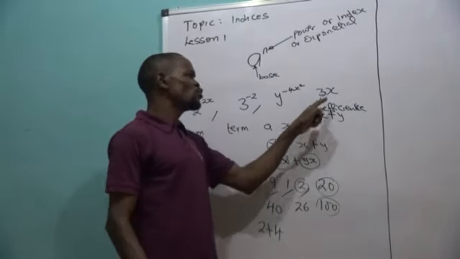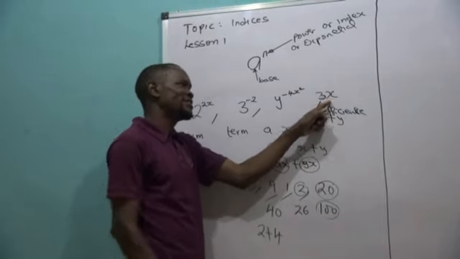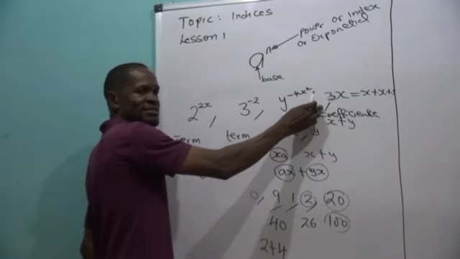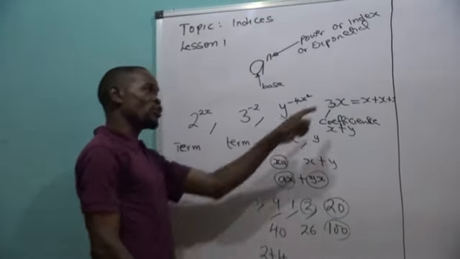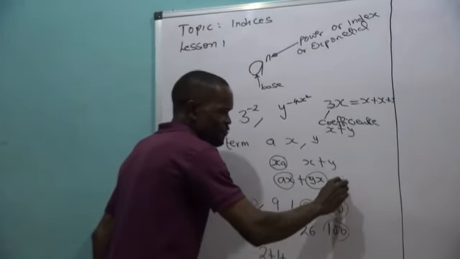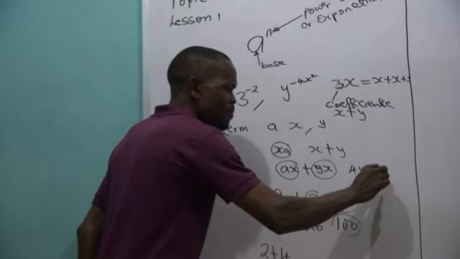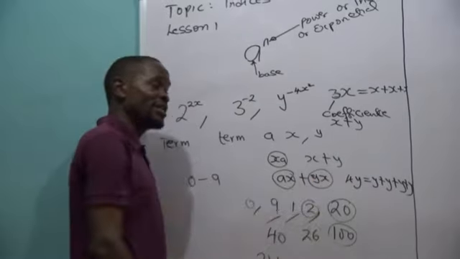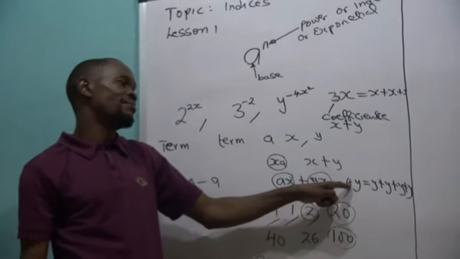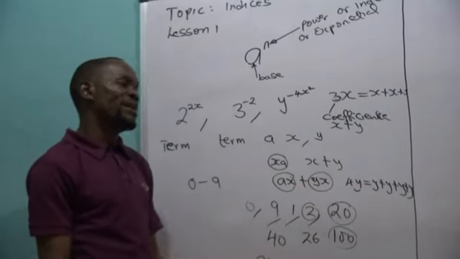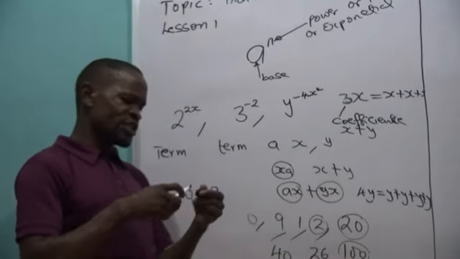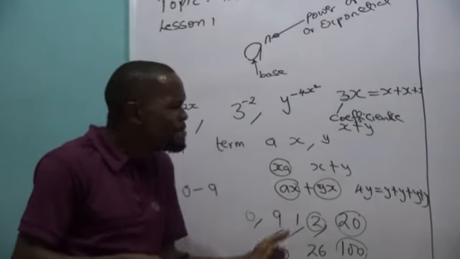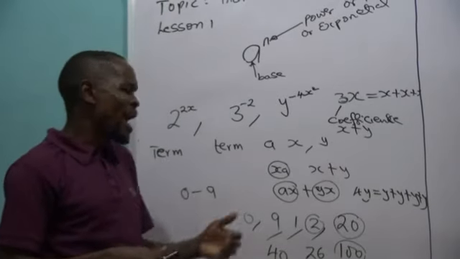And this coefficient is what tells me how many x I added. For instance, 3x means x plus x plus x. This gave me 3x. This 3 is no more a term. It becomes a coefficient of x. Just like when I have 4y, it simply means y plus y plus y plus y, which is 4y. Are you getting what I'm saying? Then this is no more a term, because it has already been associated with an alphabet. It became a coefficient. So what we are trying to get here is that a coefficient is what tells me how many terms I added or I have.